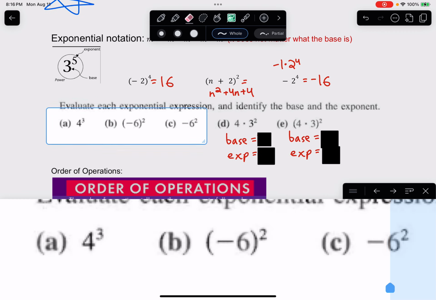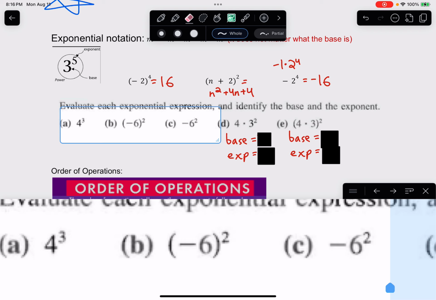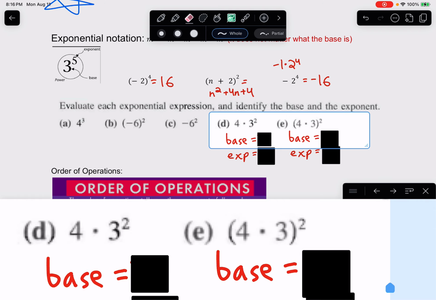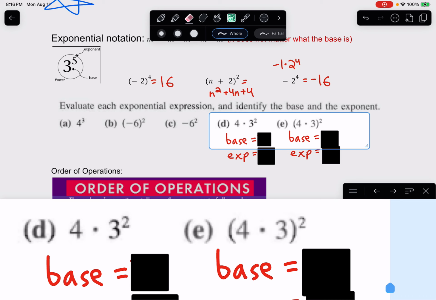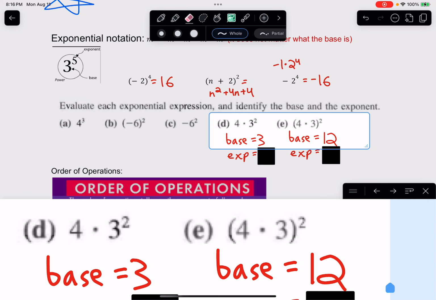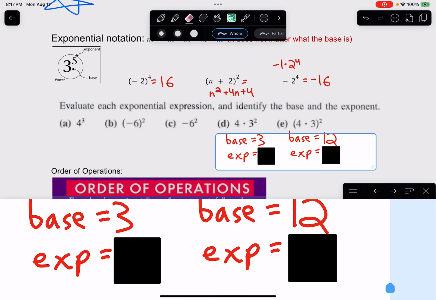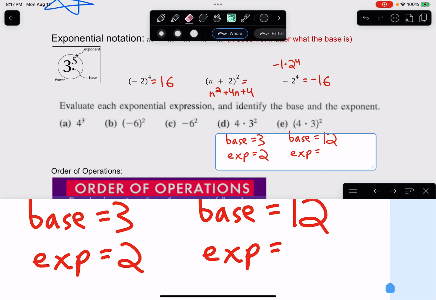I'm going to trust that we remember how to do some of these exponents, so we're not going to do the evaluating. We're just going to jump to D and E and talk about base and exponent, okay? So the base, remember, is the number that is getting repeated to multiply, right? So in this case, for D, it's 4 times 3 has the exponent, not the 4. So the base is just 3. However, for E, because of the parentheses, (4 times 3), your base is 12, right? And then on both of these, right, your exponent is 2.